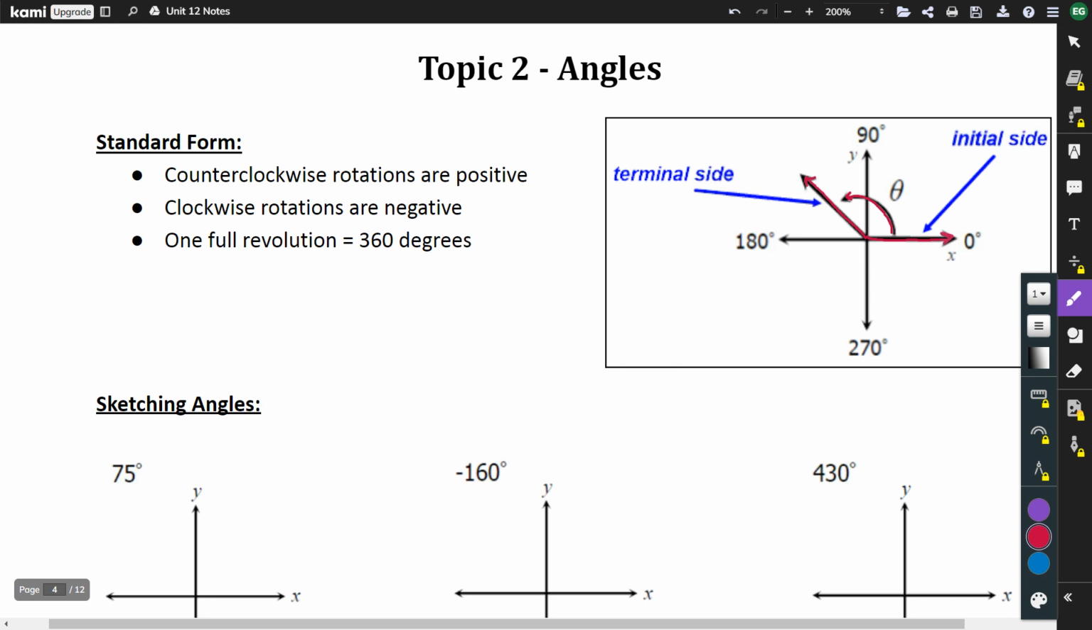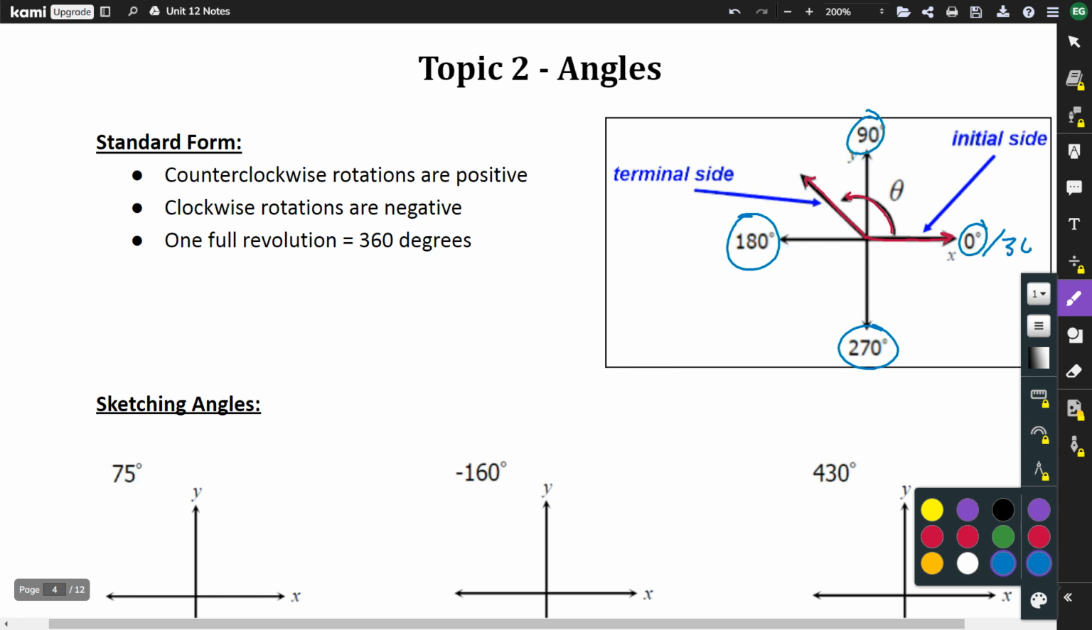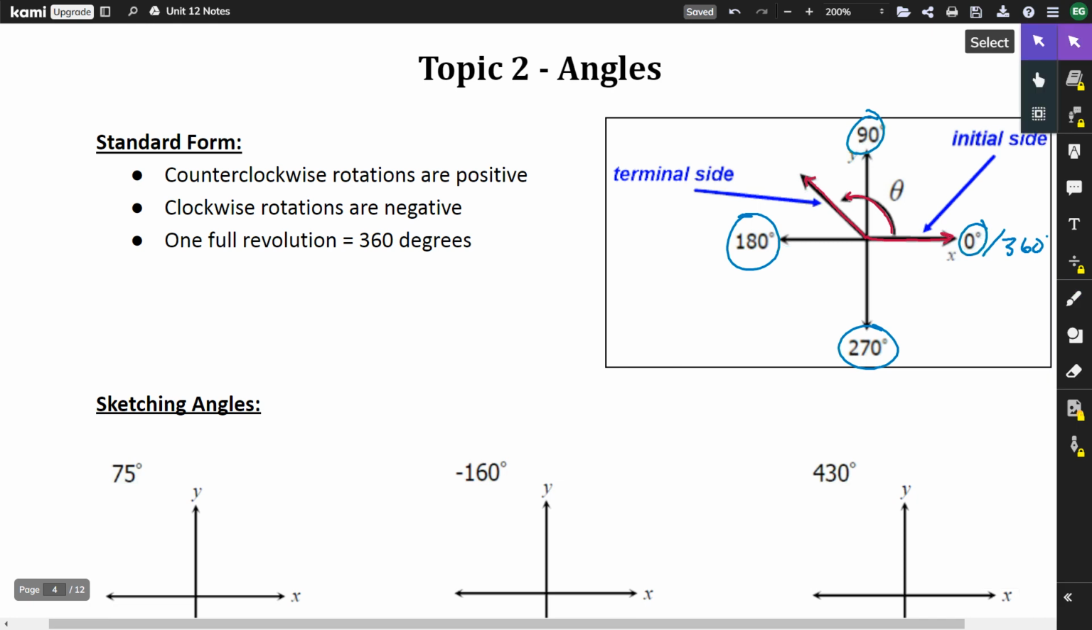When we move in a counterclockwise direction, like the one in the picture here, that would be considered a positive angle. Clockwise rotations are going to be negative. So you can see we start at 0, we go to 90 degrees, 180, 270, and then we get back to 360 here. As we move counterclockwise, we have positive angle measurements. All right? So we're going to just sketch a couple of these.